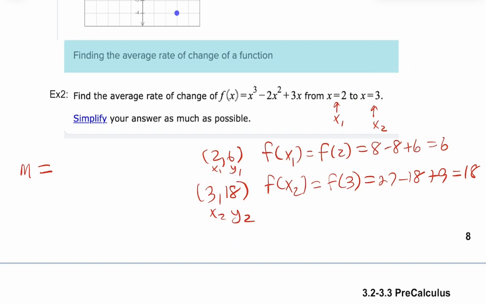So our slope is going to be 18 minus 6 over 3 minus 2. So if you were to graph this function and connect those 2 points, the slope of the line that connects them would be 12 over 1, or 12.